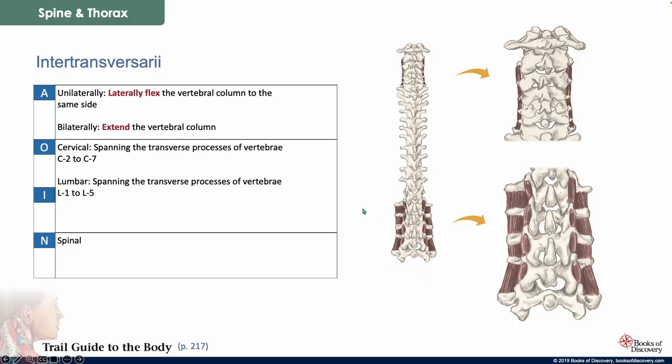So you have these intertransversi between all of those, and then remember along the groove you have your rotatores and your multifidi. So those are all your spinal muscles. All right, so that's basically the origin and insertion, just transverse process to transverse process.